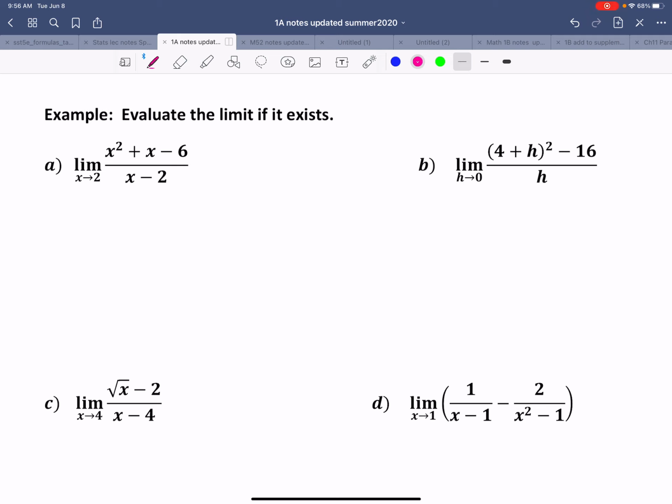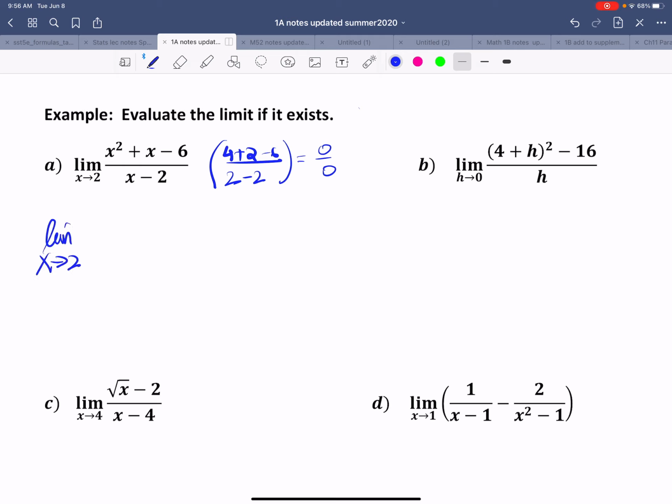The first one, we have part A, limit as x approaches 2 of x squared plus x minus 6 divided by x minus 2. First of all, I'm going to go ahead and do substitution. If I plug a 2 in there, in the numerator, 4 plus 2 minus 6, and then in the denominator, we have 2 minus 2. And that turns out to be 0 over 0. So 0 over 0 is indeterminate form. That means I need to use some factoring techniques, some other ways to simplify and evaluate. So let's go ahead and do that.